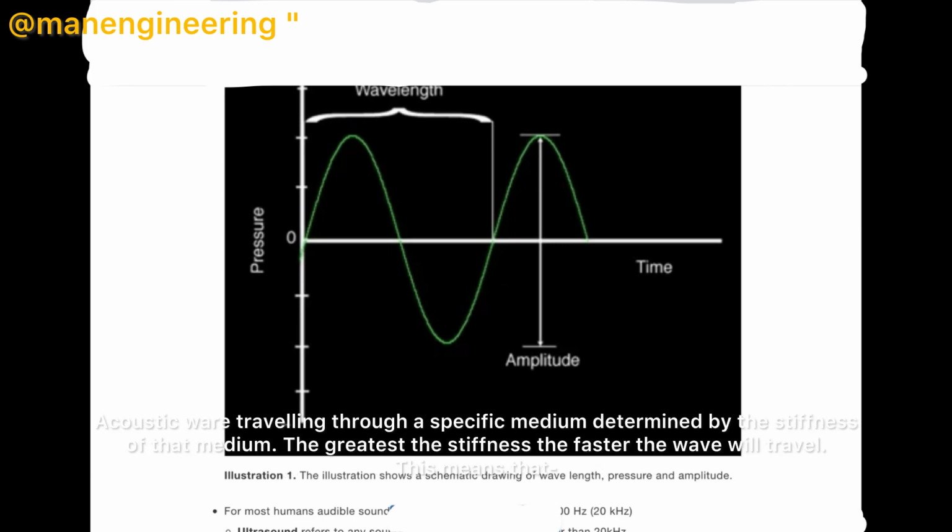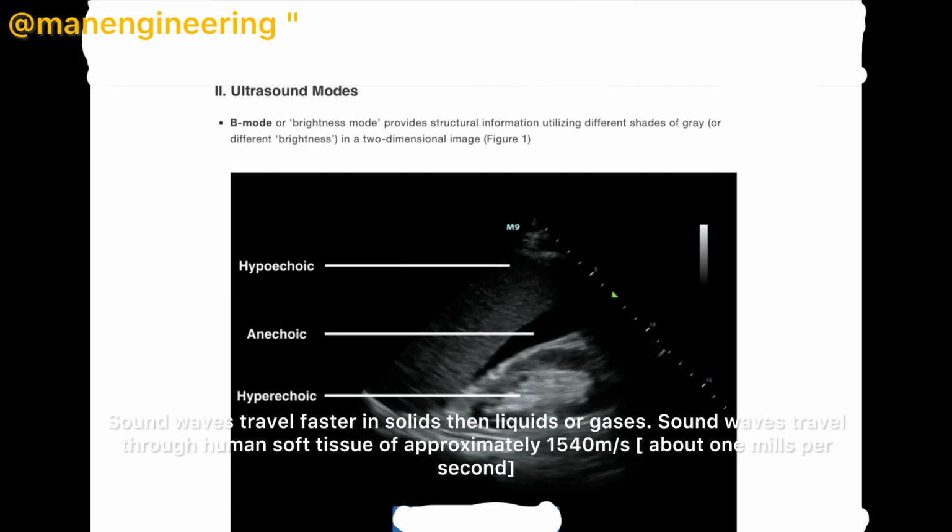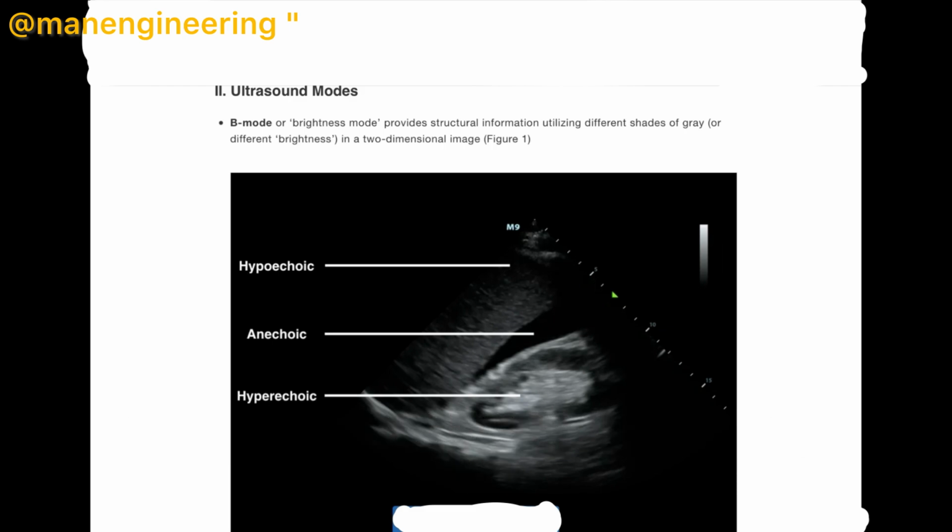The propagation speed of an acoustic wave traveling through a specific medium is determined by the stiffness of that medium. The greater the stiffness, the faster the wave will travel. This means that sound waves travel faster in solids than liquids or gases. Sound waves travel through human soft tissue at approximately 1,540 meters per second, about 1 mm per microsecond.